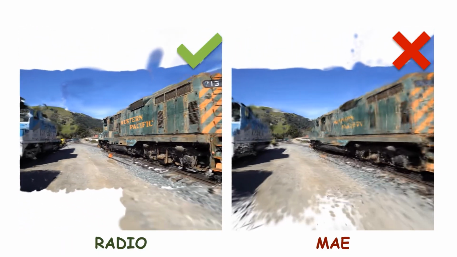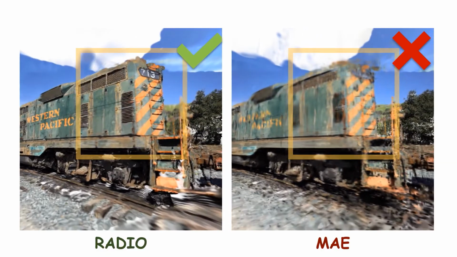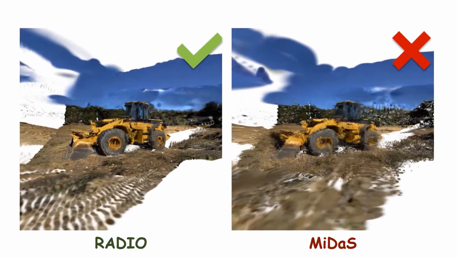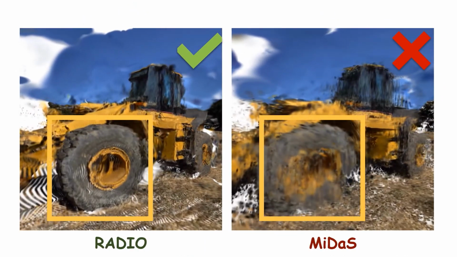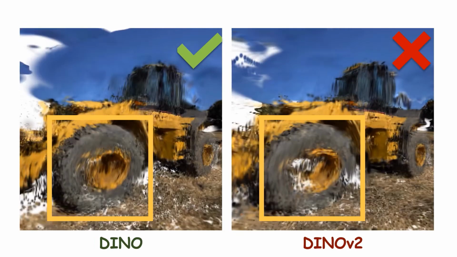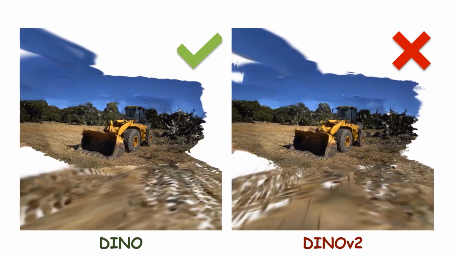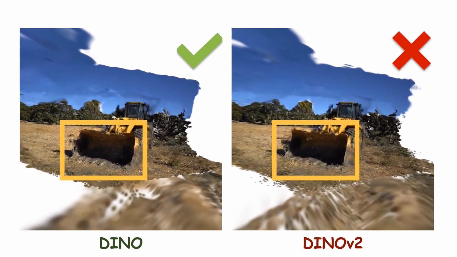Notice the differences in the locomotive, logos, and louvered windows. Pay attention to the differences in the tire and cab. Compared to DINOv2, DINO obtains a more complete bucket.